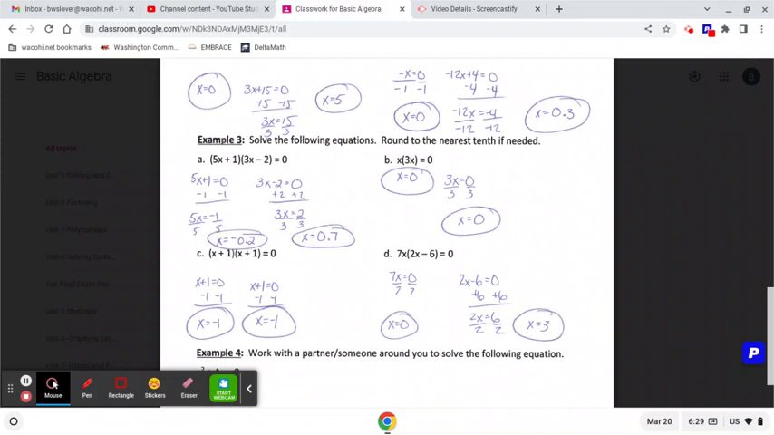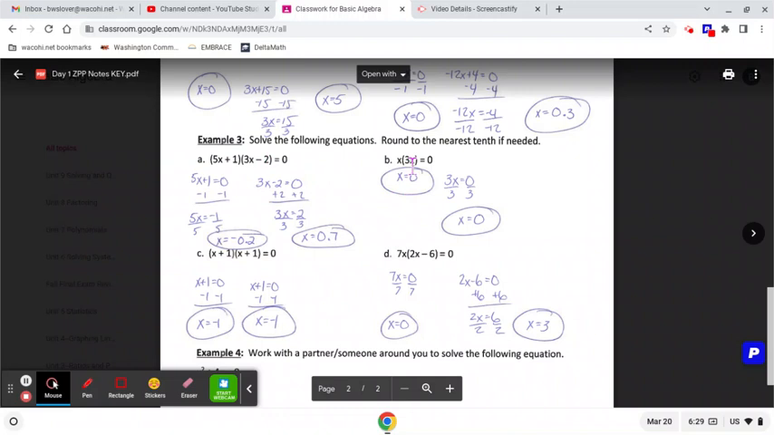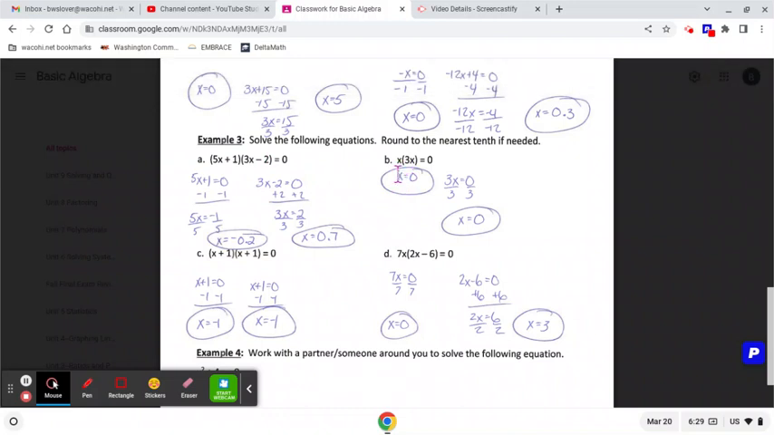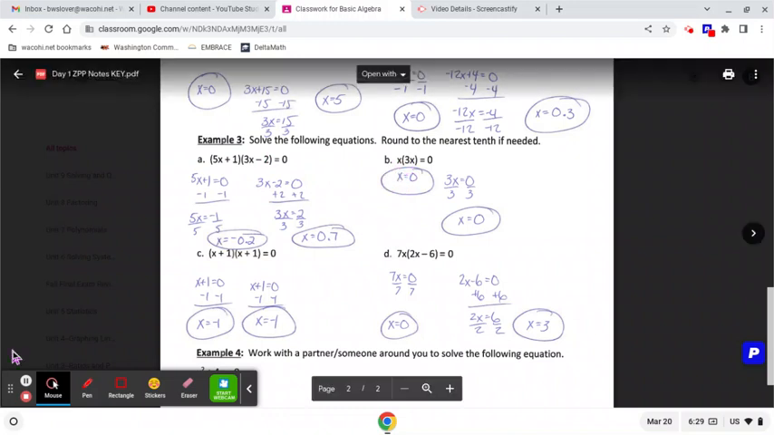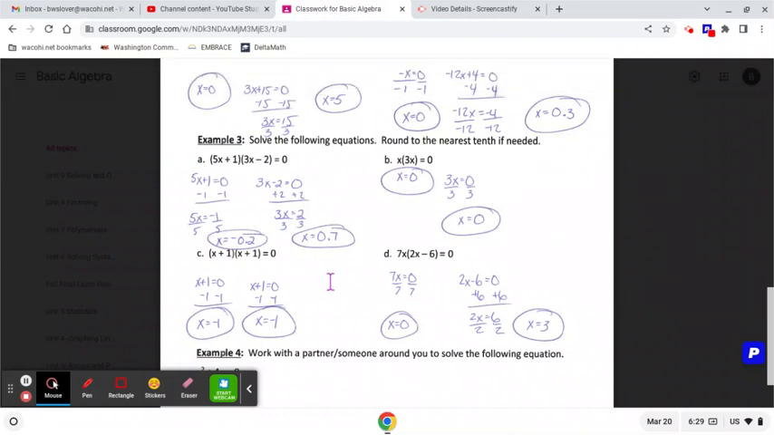And then example 3 is just combining that all together, whether it's 2 sets of parentheses or whether it's 1 set of parentheses with a variable on the outside. It doesn't matter. So make sure that if you see a set of parentheses, set it equal to 0. Right? Even if there's only 1 set, if there's a variable on the outside, you're still going to set that equal to 0.